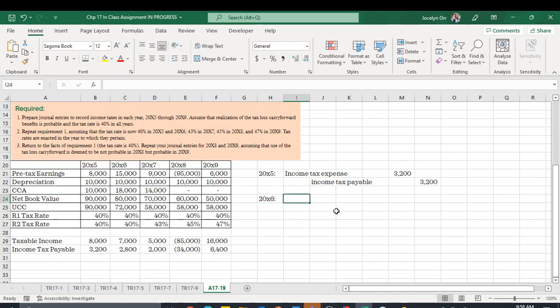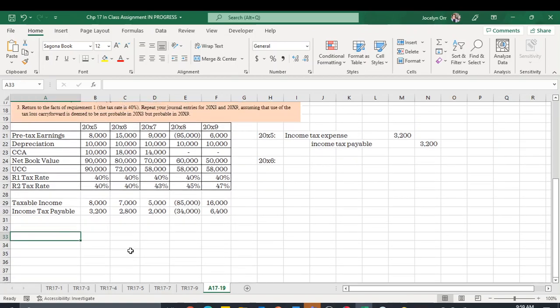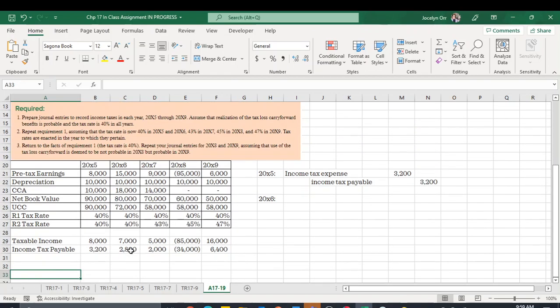In 20X6, I think I want to do one more thing before we make the rest of these entries. 20X6 is going to be fairly straightforward again in terms of the amount of tax payable based on our earnings, but we can't forget that we also have an asset that we're dealing with, right? Because we have our depreciation, our CCA, our net book value, and our UCC. So this has the potential to create a deferred income tax asset or liability, and so we should look at that before we continue with our journal entries.